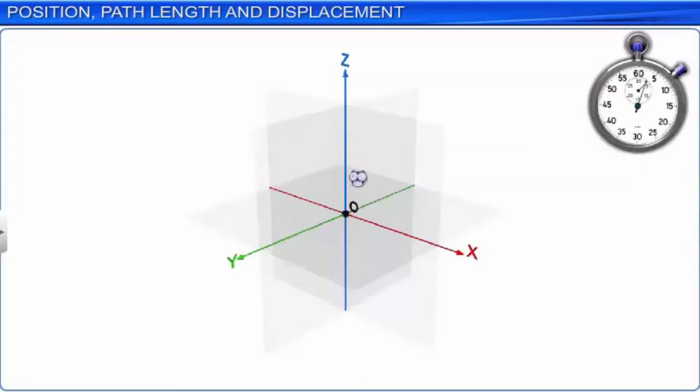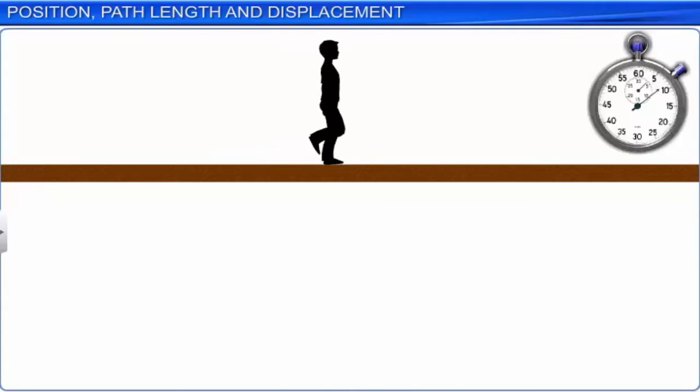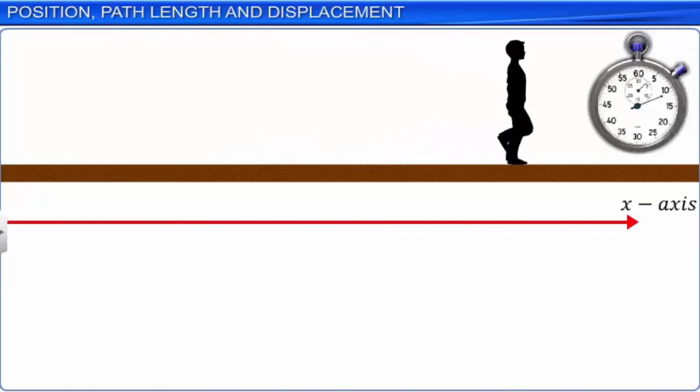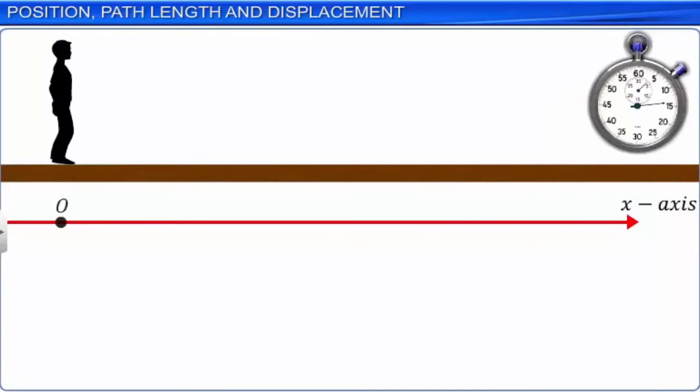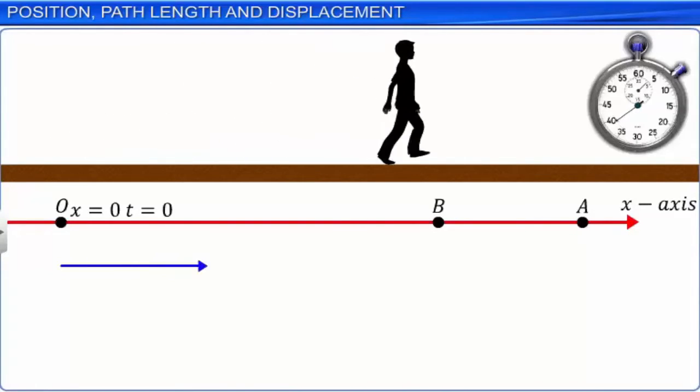Let's consider the example of a man walking along a straight line. Take the x-axis to coincide with the straight line. Fix the origin of the axis at the point from where the man starts walking. This is represented by x equal to 0 when time t is equal to 0. A and B represent the position of the man at different instances of time. In the first instance, the man moves from O to A. The distance moved by him is OA, which is 36 meters.